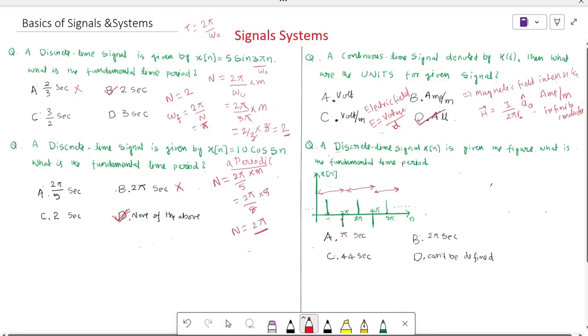So what we can understand from the observation is 2 pi. So the time period may be n equal to 2 pi. Already we know that in a discrete time signal the time period must be an integer. So it is not an integer. So it is not pi. It is not 2 pi. It is also not 44 seconds. So the answer is, it cannot be defined.